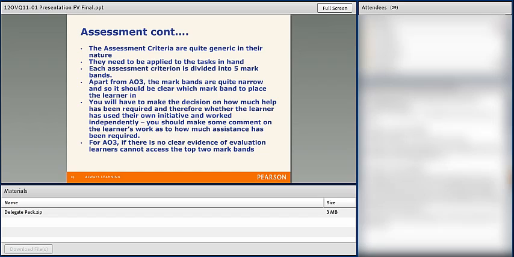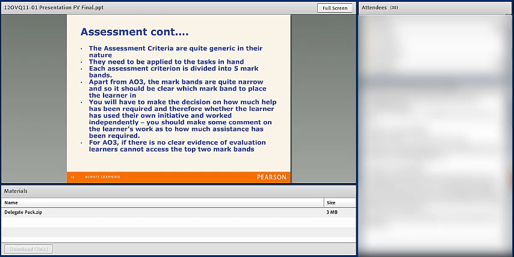You have to make the decision on how much help has been required, and therefore whether the learner has used their own initiative and worked independently. You should make some comment on the learner's work as to how much assistance has been required. It is acceptable for you to help the learner, but you must take that into account when you come to award marks, and it's particularly relevant for AO2.1. That is where you assess the level of independent work. So, yes, you can help the learner, but you must take account of it when you come to award marks.